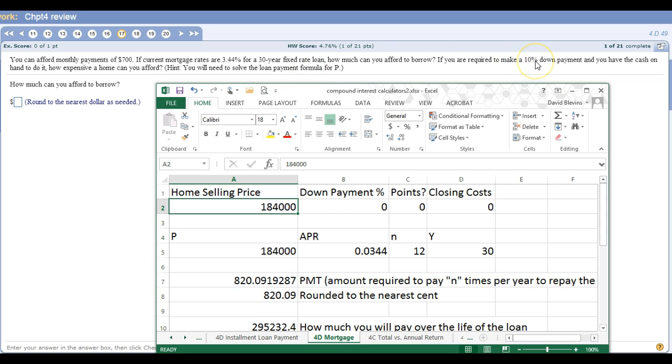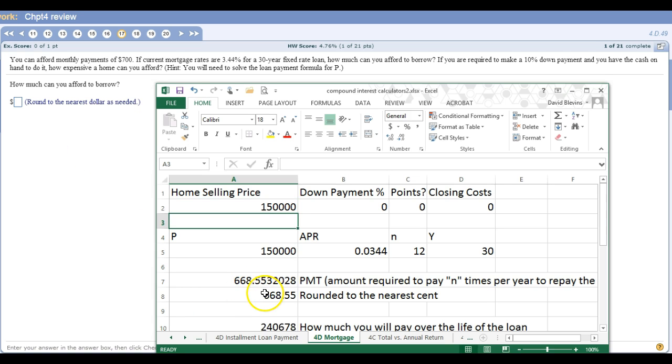Part 2 is going to ask, well, what if we make a 10% down payment? Now how much in the form can we borrow? Alright, so what we need to do for the first part is play around with this number until this gets to be a 700. Right now it says 820. That's too much for 700, so let's go down to like 150 just for a starting place. So home selling price is 150. The down payment is 0 right now, because the first part is not saying that we're making a 10% down payment.